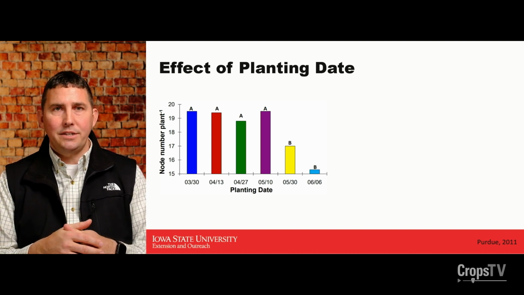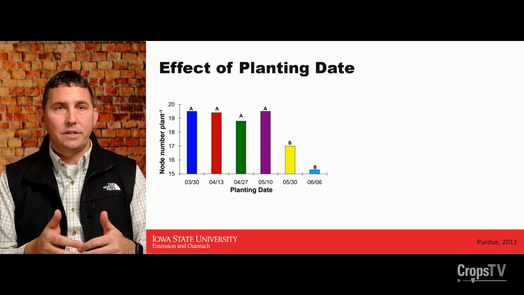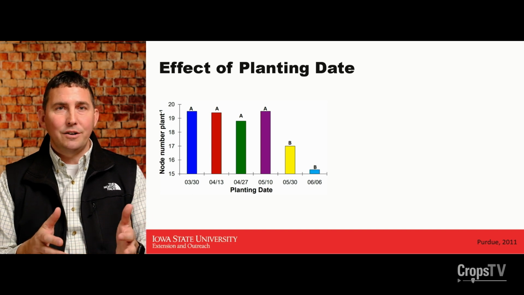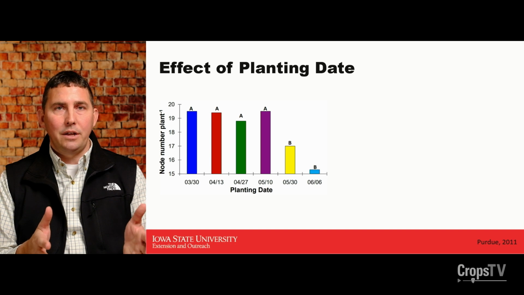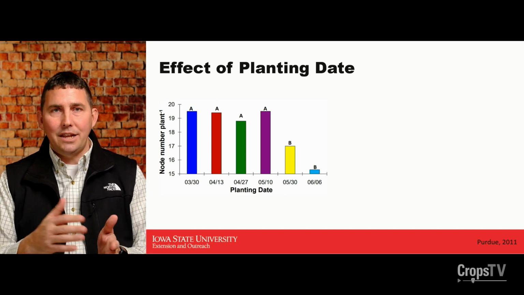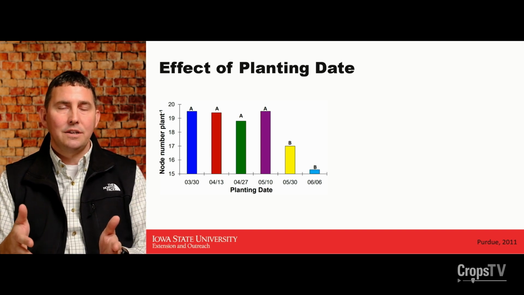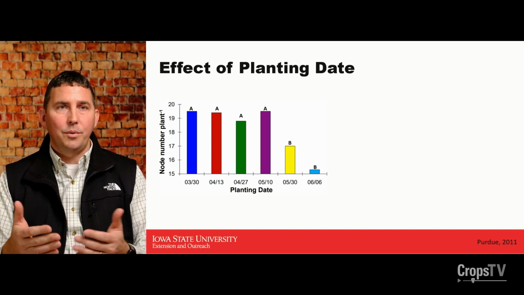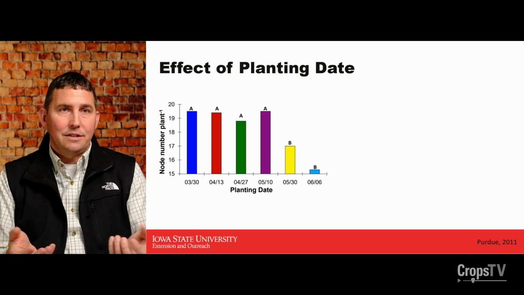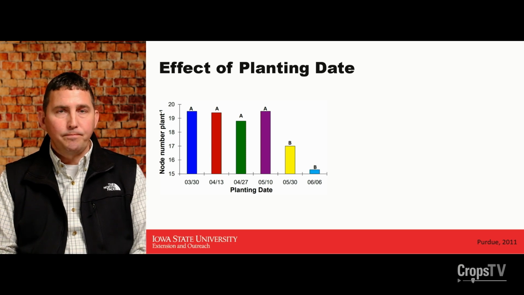Notice that with late planting, we do knock back the number of nodes pretty severely with both the May 30th and the June 6th dates. What's happening here is largely that we're shortening the vegetative growth period, speeding that up and getting the plant into reproductive phases as quickly as it can. And so because of that, what we impact is just the number of nodes that we have.